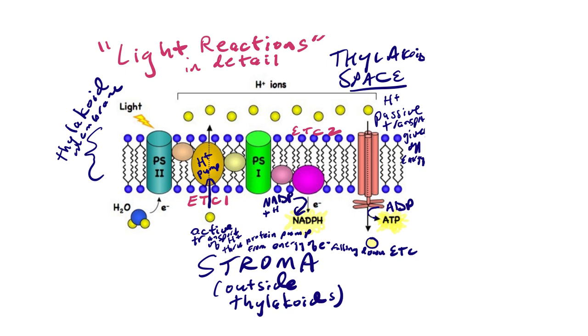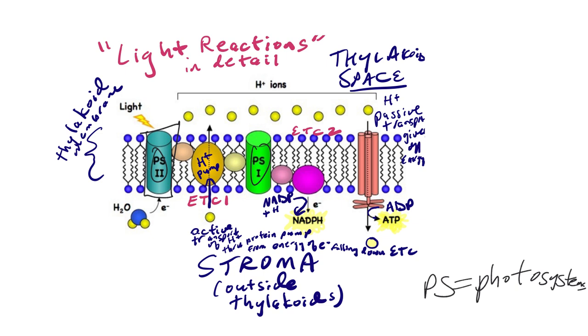Now PS2 right here and PS1. PS stands for photosystems. All it is, is a bunch of chlorophyll molecules organized in these structures called photosystems. So that's where the chlorophyll is, and that's where the light gets absorbed.